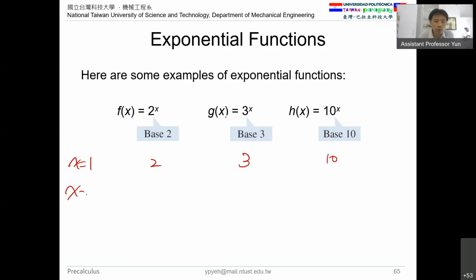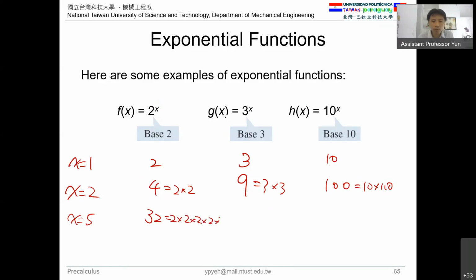When x equals 2, f of x will equal 4, g of x will equal 9, and h of x will equal 100, which is 2 times 2, and x means you can see it's on the exponent. This will equal 3 times 3, and this will equal 10 times 10. When x equals 5, imagine that this will be 5 times, which will be 32, which is 2 times 2 times 2 times 2 times 2.